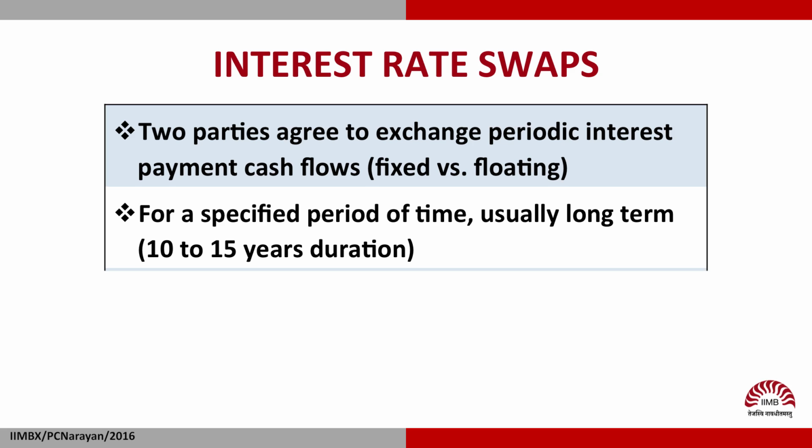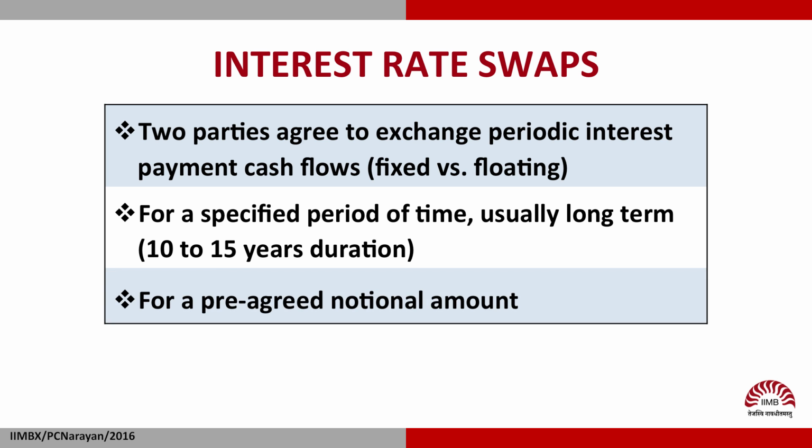In this session, we will look at interest rate swaps, which is a widely used derivative instrument in several financial markets around the world. An interest rate swap is a transaction in which two parties agree to exchange periodic interest cash flows, fixed versus floating. It will be for a specific period of time, usually long term, 10 to 15 years duration, and for a pre-agreed notional amount. Let's look at an example for a better understanding of interest rate swaps.